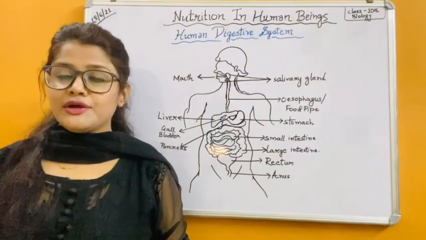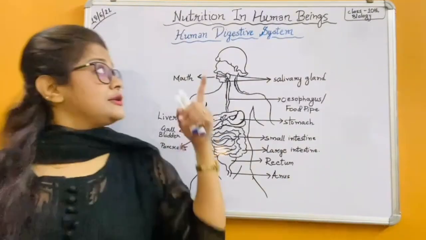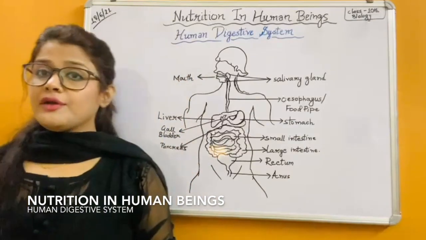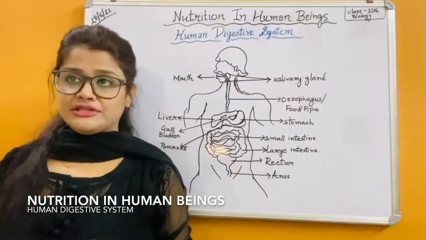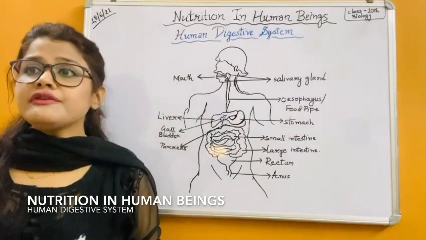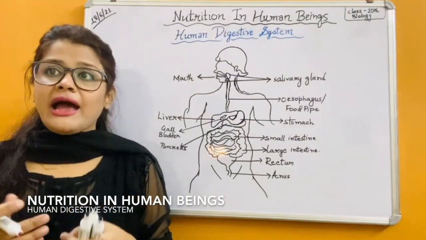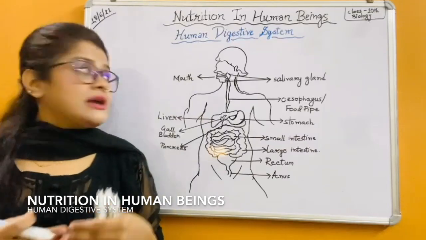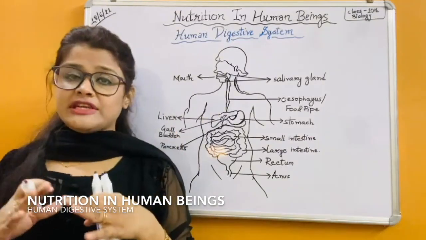Hello students, so today we will be studying nutrition in human beings, which takes place through the human digestive system. So basically, what is nutrition? Nutrition is the process of taking in food by an animal and its utilization in the body. It takes place through 5 steps.